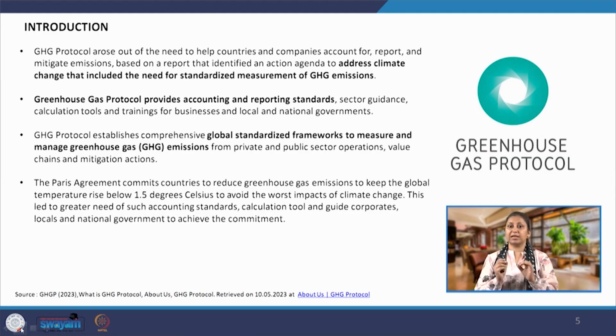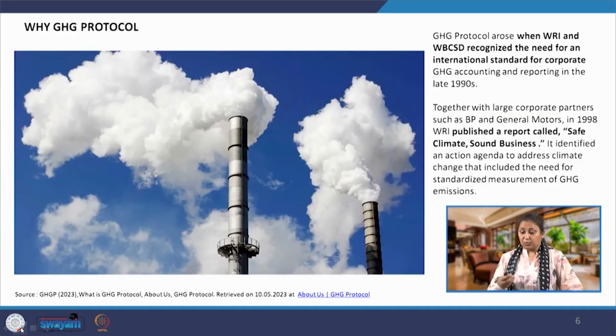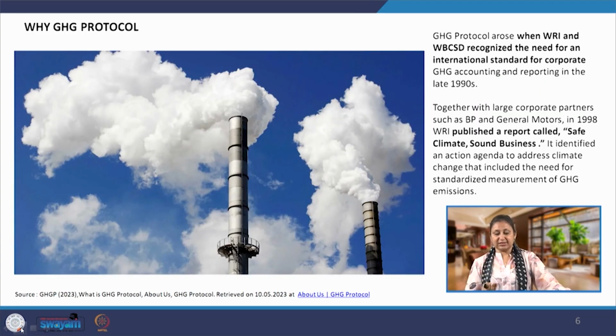So, the fundamental aim remains the same, that we have to reduce emissions, but how do we do it systematically in a very standardized manner is what this protocol is providing us. So, why? Because we clearly understand that there is a need to reduce emissions, and just as I mentioned, we also need to have a standard method to report and measure them.